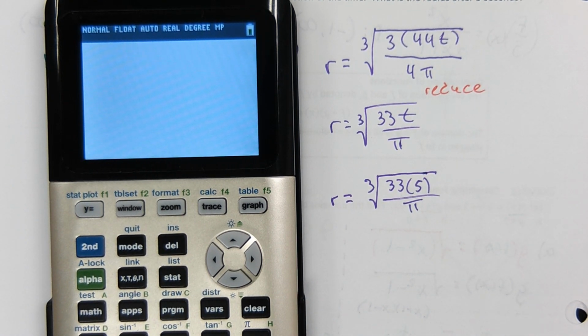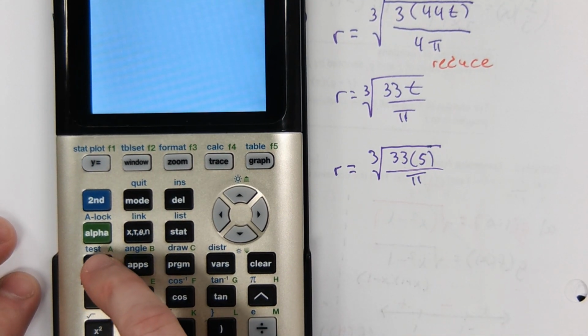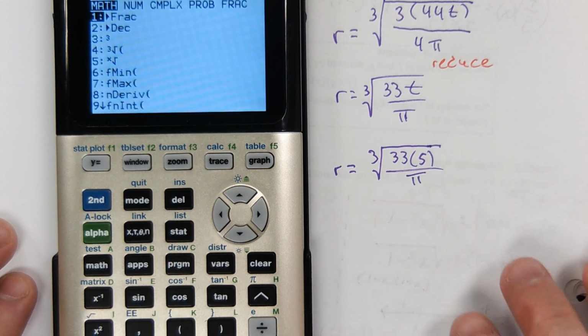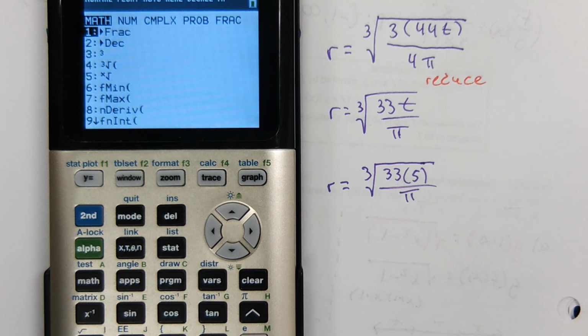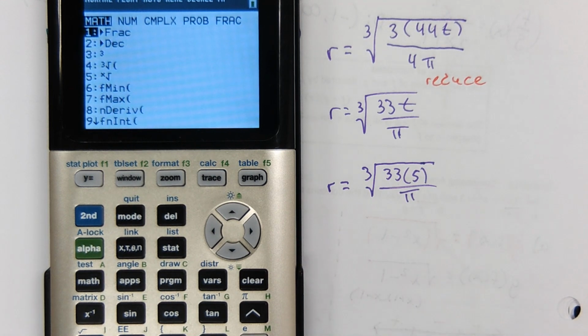Press the math button, because the math button is where you find structures, math, and you will notice that the fourth option down is your cube root. The fifth option down is any root you want, fourth root, fifth root, sixth root, seventh root. But since we're doing cube root, and cube root's one of the shortcuts, I'll just hit the number 4.